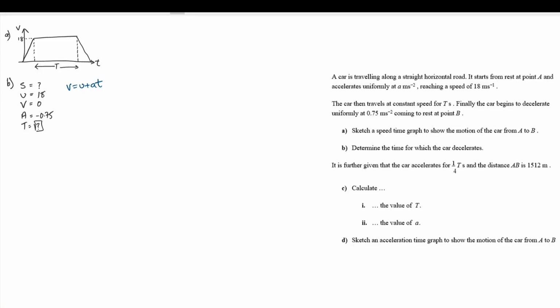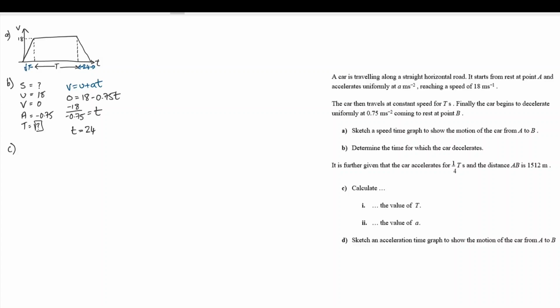Let's go with the formula v equals u plus at. Substituting the values we're working with, 0 equals 18 minus 0.75t. Rearrange and we get t equals 18 divided by 0.75. The time is 24 seconds of deceleration. So now we can add 24 to the diagram. We're also told in the lead up to part C that the car accelerates for 1/4 t. We can add that to the diagram.